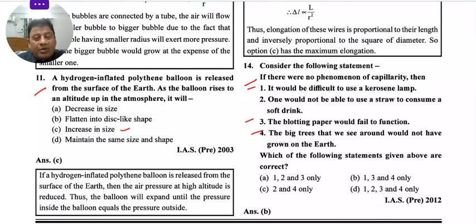One would not be able to use a straw to consume a soft drink if there were no phenomenon of capillarity. The right response is this one. B is not correct, so the right response is D.